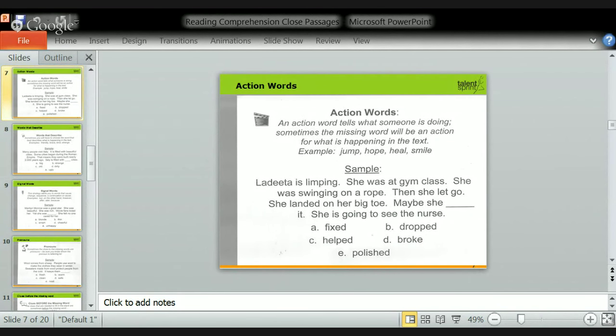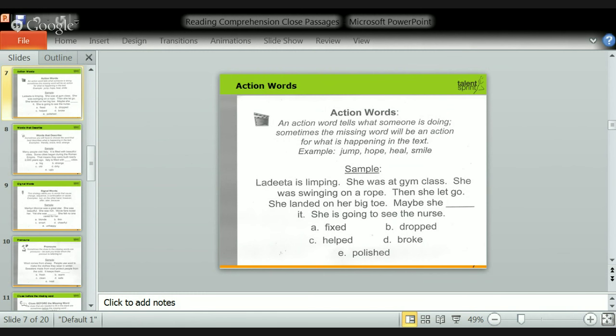Now Ladita is limping. She was at gym class. She was swinging on a rope. Then she let go. She landed on her big toe. Maybe she dash it. She is going to see the nurse. It says fixed, dropped, helped, broke. Now, if you look at that, the clue here is the action is more about breaking. So the answer would be break.